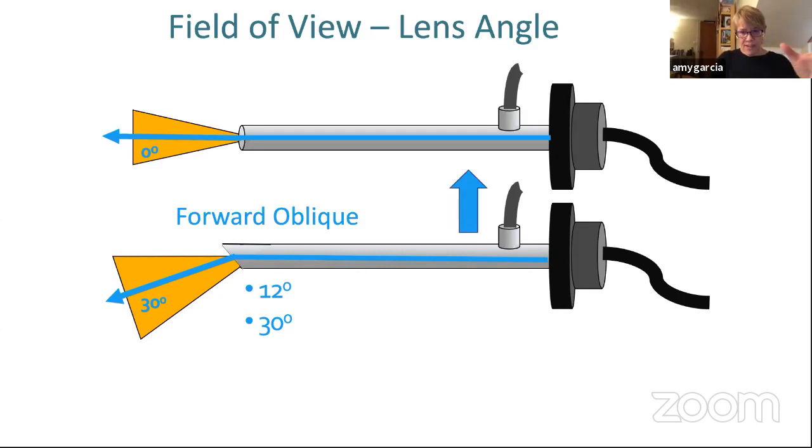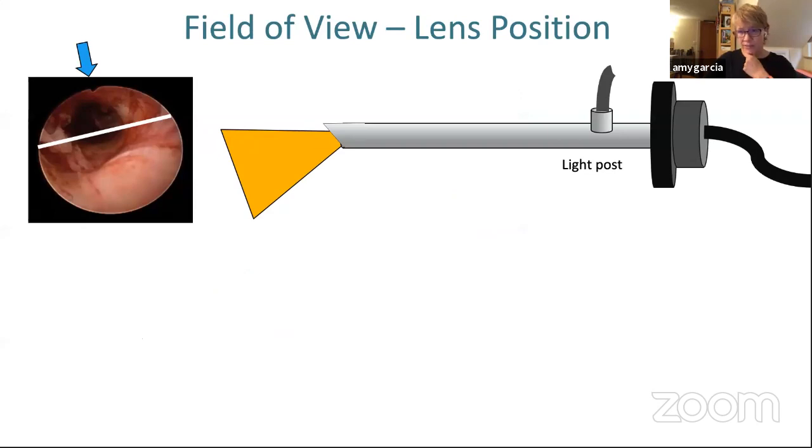The important thing about a forward oblique lens, and perhaps you know this, and this pertains also to a laparoscope, is that the light post is affixed to the hysteroscope actually opposite to the lens angle. So this is a very, very important relationship to understand as we move forward into understanding how to bring an operative instrument in and use it effectively.